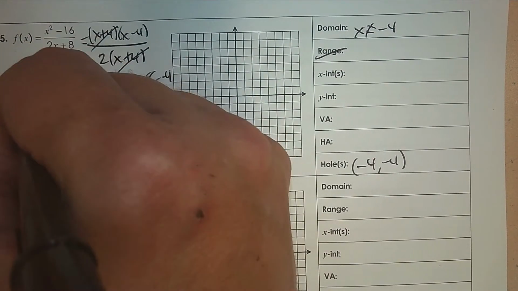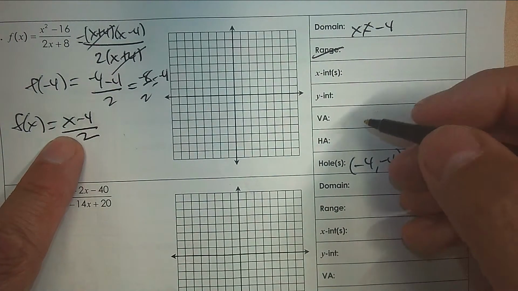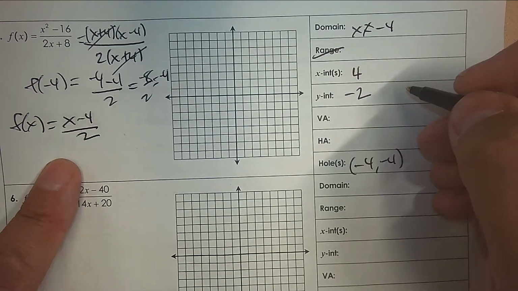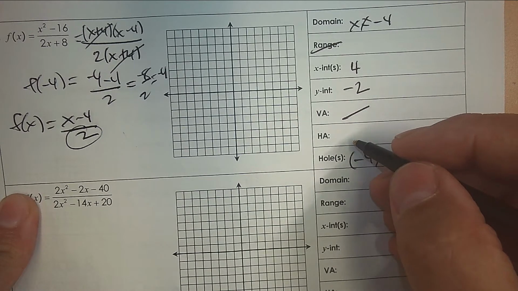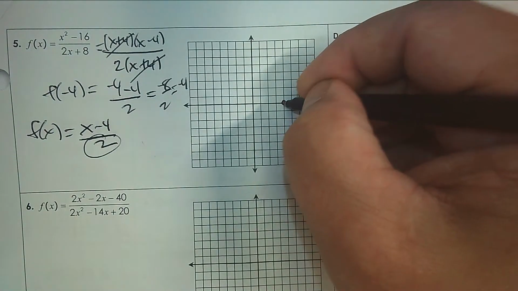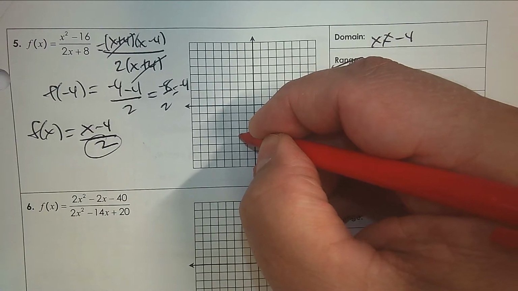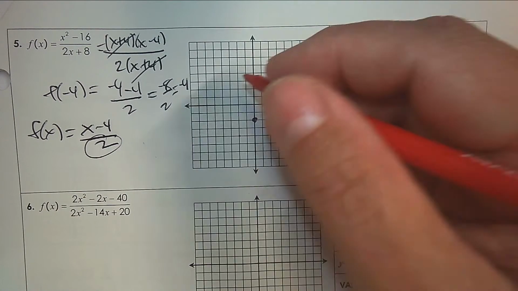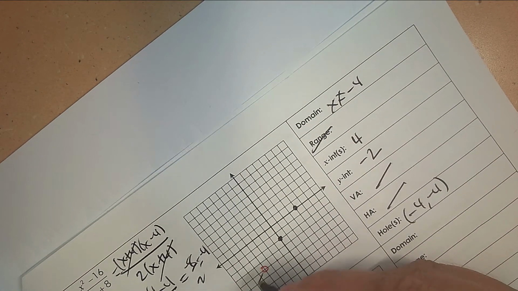X-intercepts. What's left in the numerator after I removed is x subtract 4 over 2. So for x subtract 4, I have an x-intercept at positive 4. I have a y-intercept when I plug in 0. Negative 4 divided by 2 is negative 2. There's no vertical asymptote because we have a constant in the bottom. And we have no horizontal because the top is more powerful. So let's put down 4. Let's put down negative 2. Let's put down the hole, which is at negative 4, negative 4. And then, again, it's going to be a line with a hole in it.